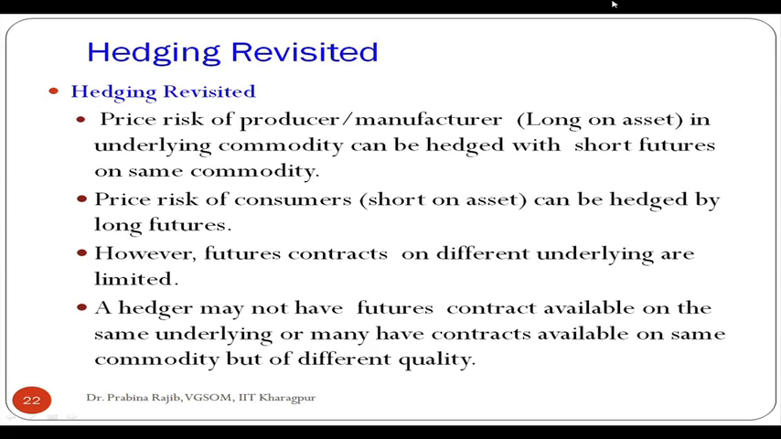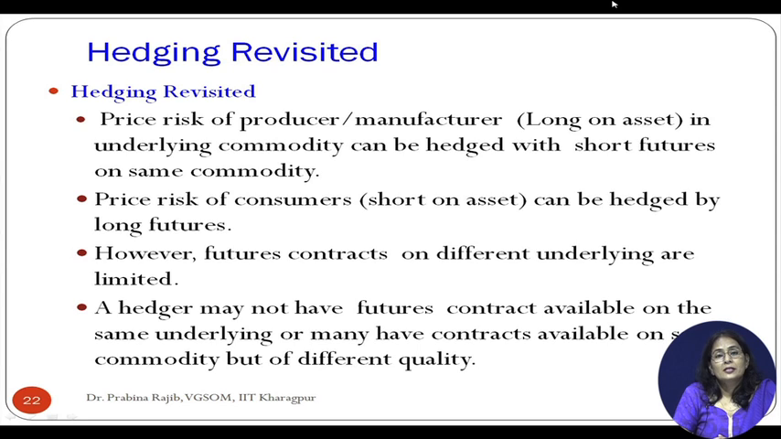Now, at this point of time, I would like to discuss a little more on the hedging aspect. Price risk of a producer or manufacturer who is long on the asset can be hedged with a short futures contract on the same commodity. Price risk of consumers can be hedged by long futures. However, futures contracts on different underlyings are limited.